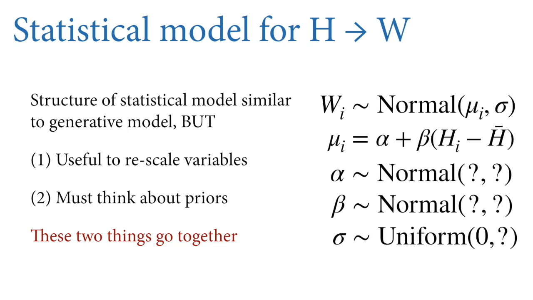What's really going on here? Let's work with the height and weight data and build up to actual calculation. The structure of the statistical model, as you've seen, is very similar to the generative model. But there are some additional mechanical things we always need to do when we do statistics, relative to forward simulation. The first of them is that it's often really useful to rescale variables in linear regressions because it makes the golem function better. You don't have to worry about this when you're simulating because the simulation will always function.